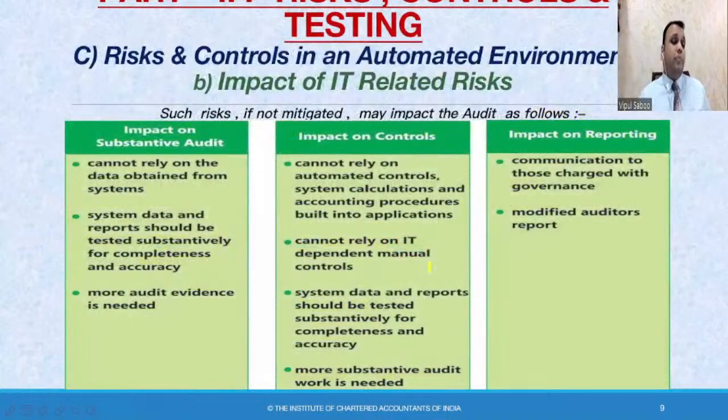So the next part in risks and controls in an automated environment is, what is the impact? We have understood what could be the risks. Now, what is the impact of such risks? You have read about substantive audit procedures in your chapter 4, right?